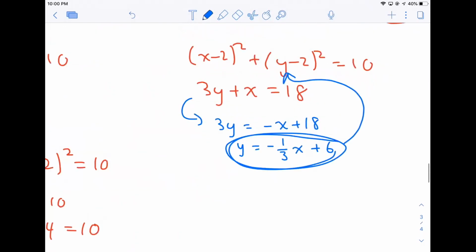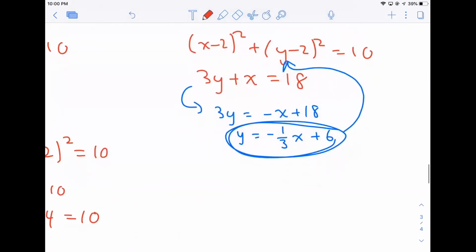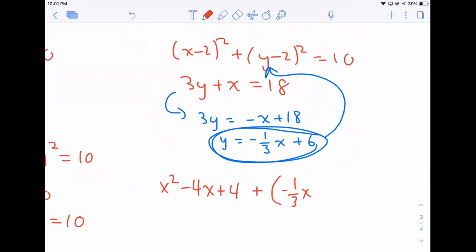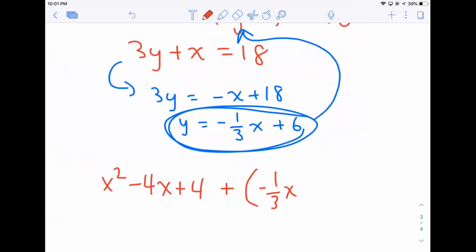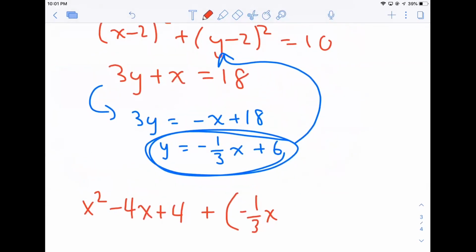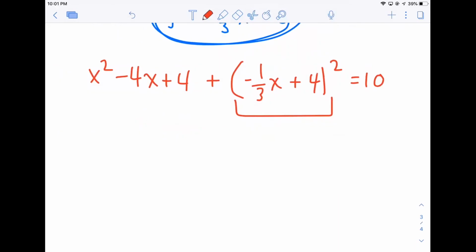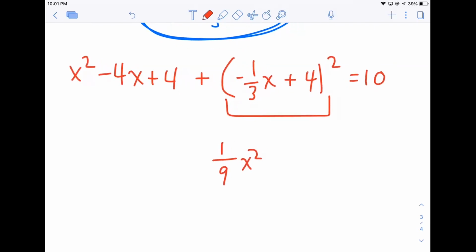So I'm going to do this one a little quick, but squaring the (x minus 2) squared, I get x squared minus 4x plus 4 plus negative 1/3 x. And what is 6 minus 2? 6 minus 2 is 4, right? Plus 4 squared equals 10. When I square this, I will get 1/9 x squared minus 4/3 x, so minus 8/3 x plus 16 equals 10.